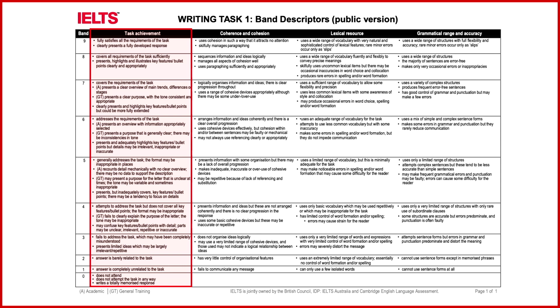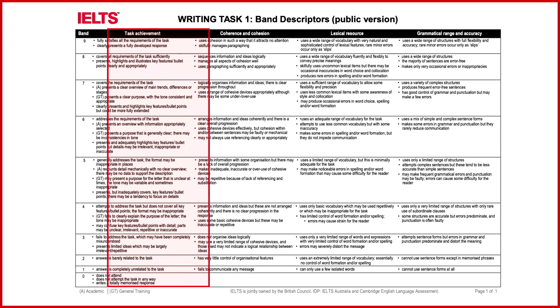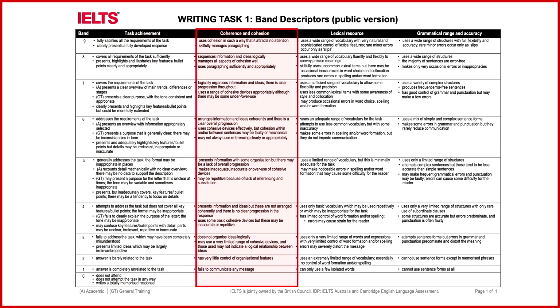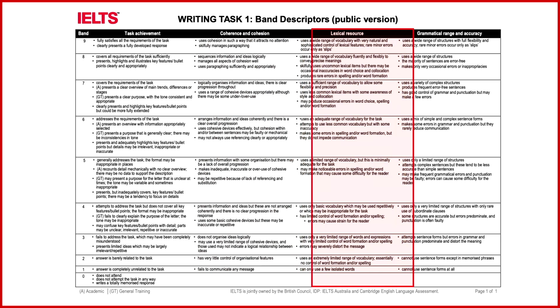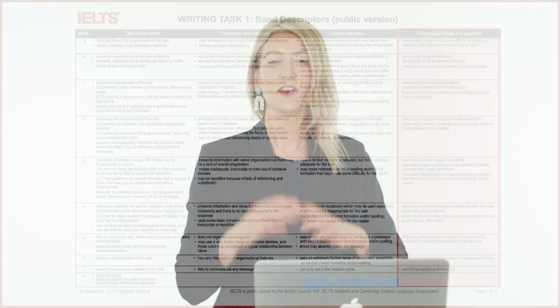Task achievement. In task 2, this is called task response. But in task 1, task achievement, coherence and cohesion, lexical resource, and grammatical range and accuracy. For a more detailed breakdown of this criteria, in your course at E2 Language, we have videos on task 1 for general and academic, and you can find our video about the task 2 marking criteria here on YouTube.